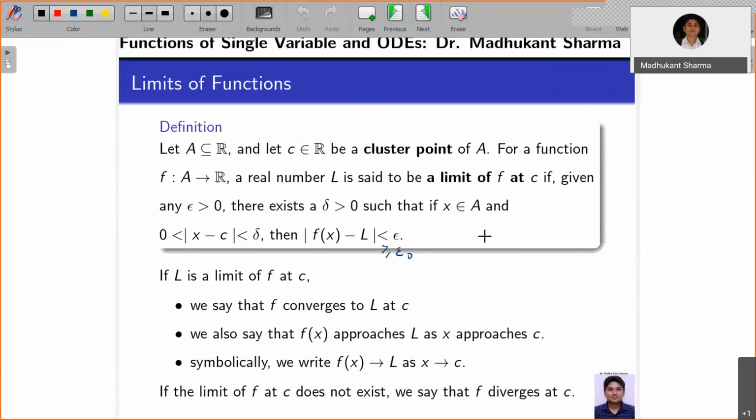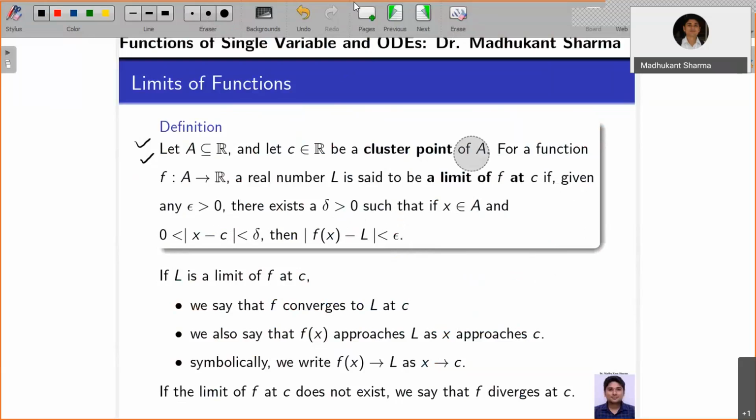And now you want to say that f diverges at c. What does that mean? It means it is the negation of the definition. Now, if you read again what the definition is, then you will certainly be able to identify what the possible negation of it will be. So let me read the condition again. Given any epsilon, there exists a delta such that if x belongs to A and x lies inside the deleted neighborhood of c, then mod f of x minus L is less than epsilon.